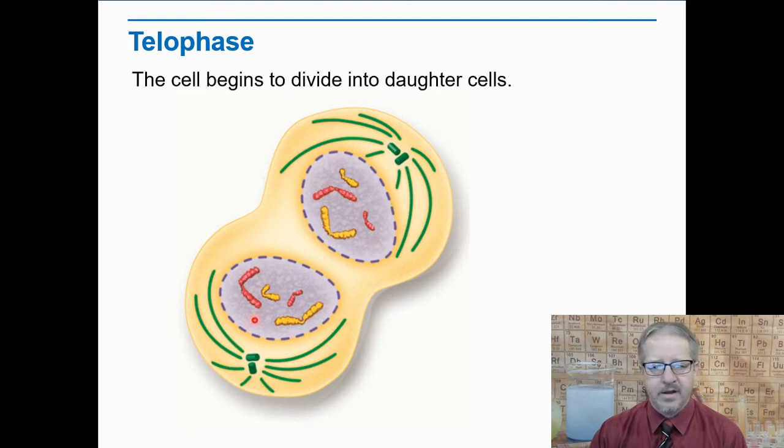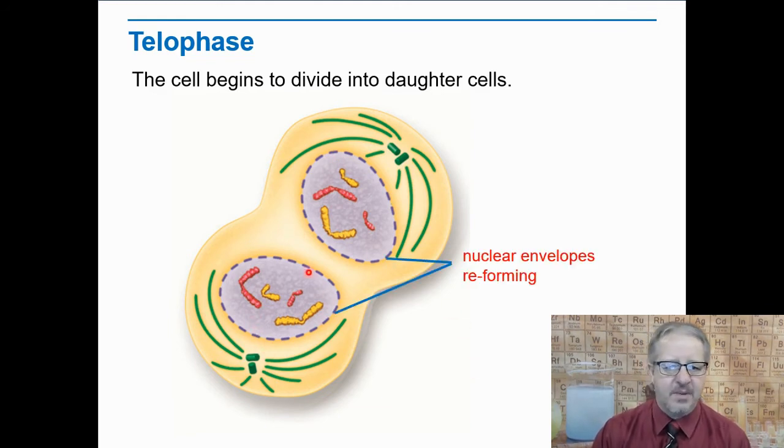Okay, so we have that here. You can see the dashed line representing the newly forming nuclear membrane.